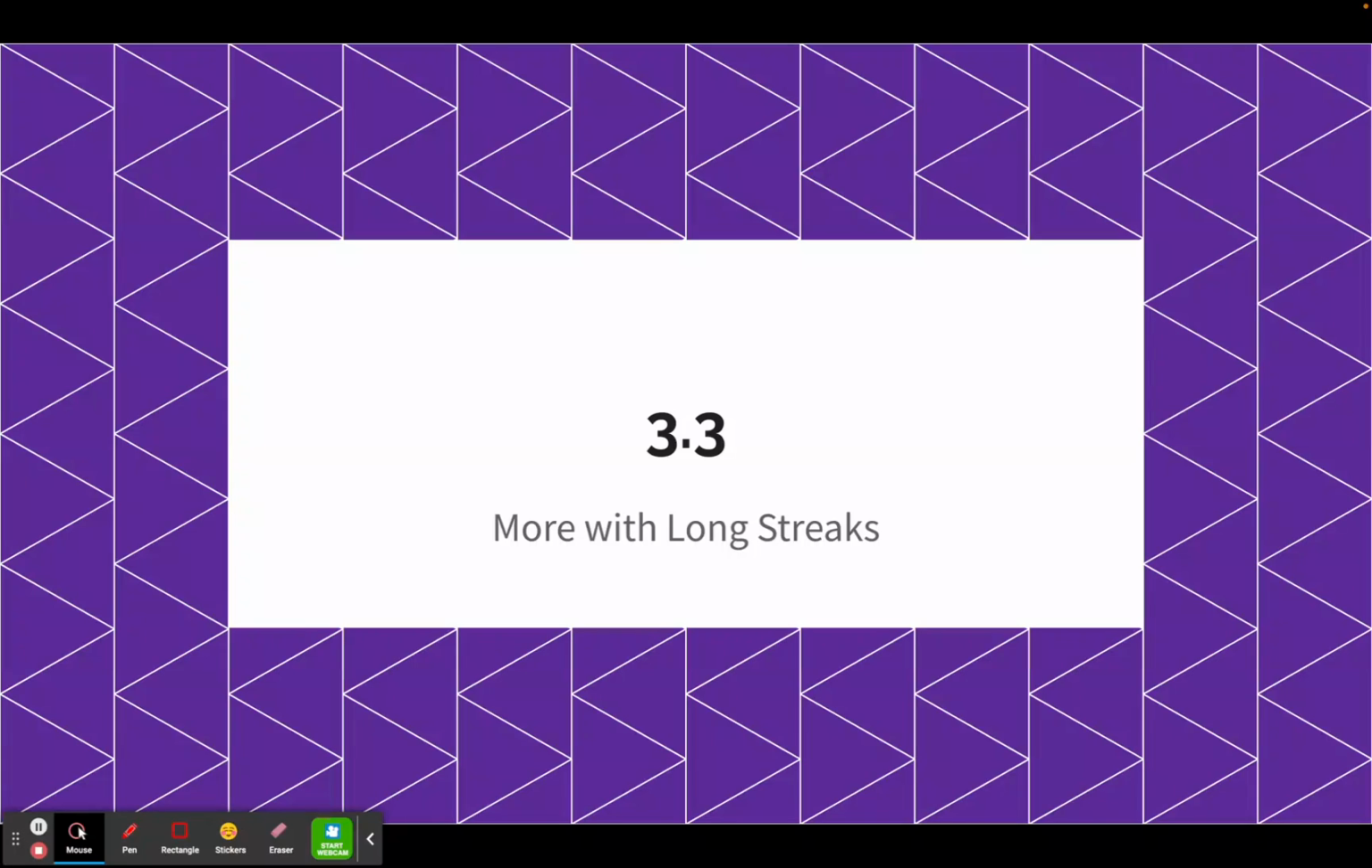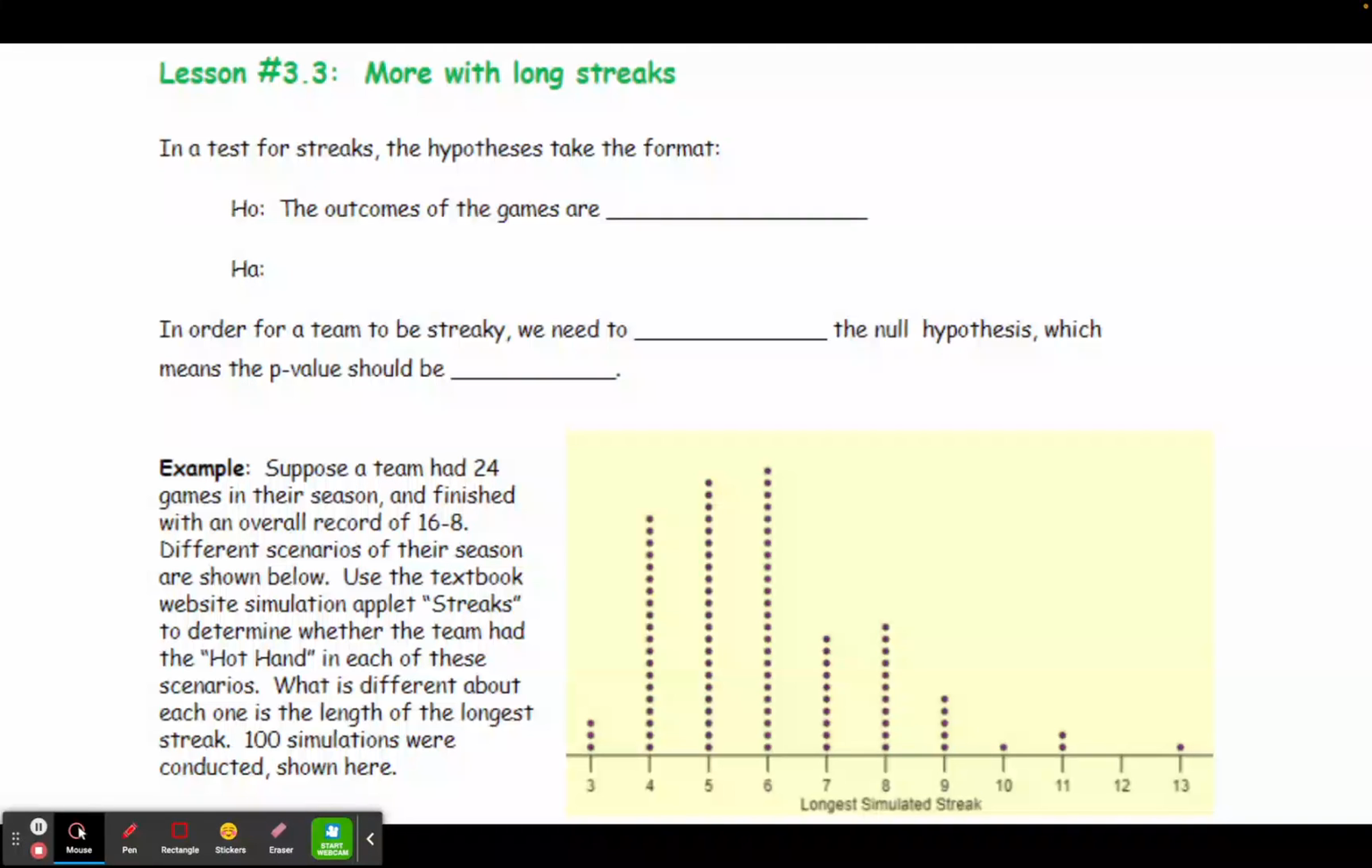In lesson 3.3, we're going to spend a little more time looking at what length of streak makes a team streaky or not streaky. You may recall from earlier lessons that when we run a test for streaks, our hypotheses will always take this format. The null hypothesis is always that the outcomes of the games are independent, and the alternative is that the team is streaky. In order for a team to be streaky, we need to reject the null hypothesis.